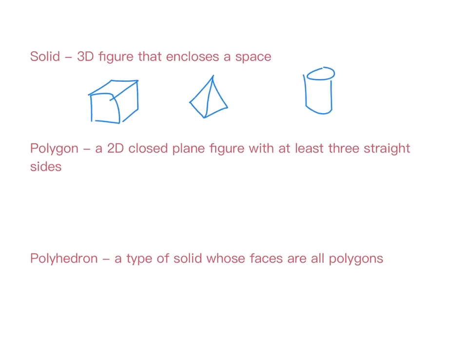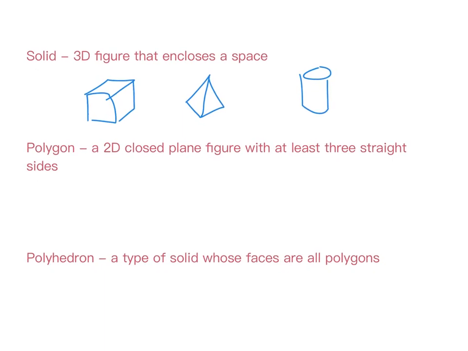A polygon, what is a polygon? Well, it's a 2D closed plane figure with at least 3 straight sides. Polygon's even simpler than a solid because it's only 2D instead of being 3D. So what's an example of a polygon? How about a triangle? It's a polygon. How about a square? That's a bad square, my apologies. How about a rectangle? Polygons, right? At least 3 straight sides. So is a circle a polygon? No, a circle is not a polygon. No straight sides there.